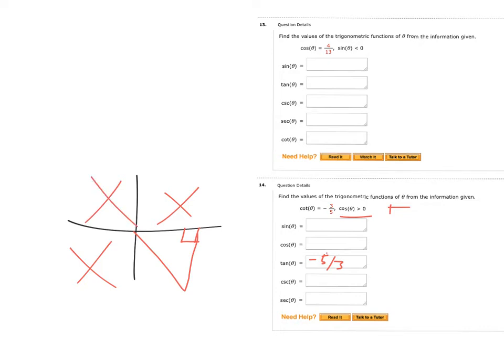Now they tell me if this is theta that I'm going to use the tangent version, that it's 5 over 3 for the tangent, or the cotangent. Adjacent over opposite is 3 over 5. But they don't tell me which one is negative.